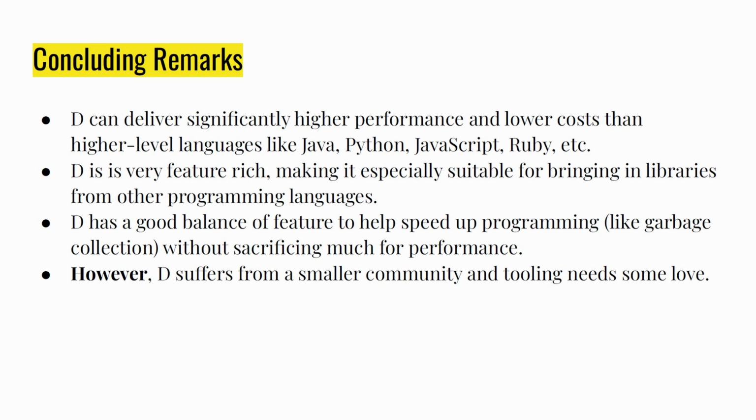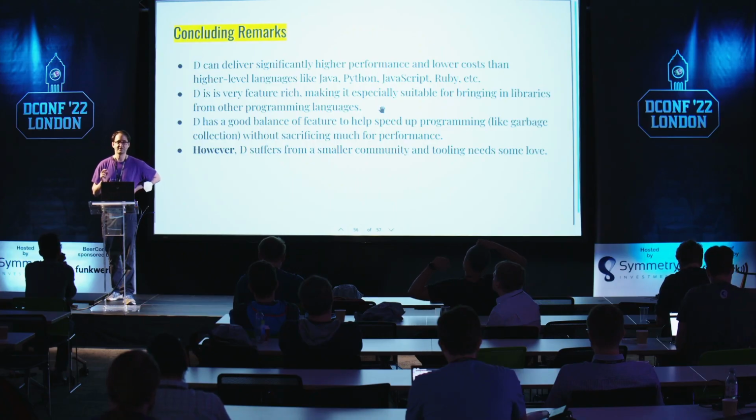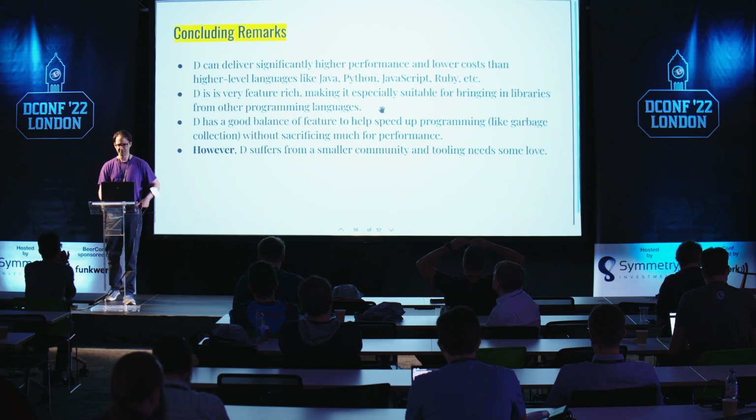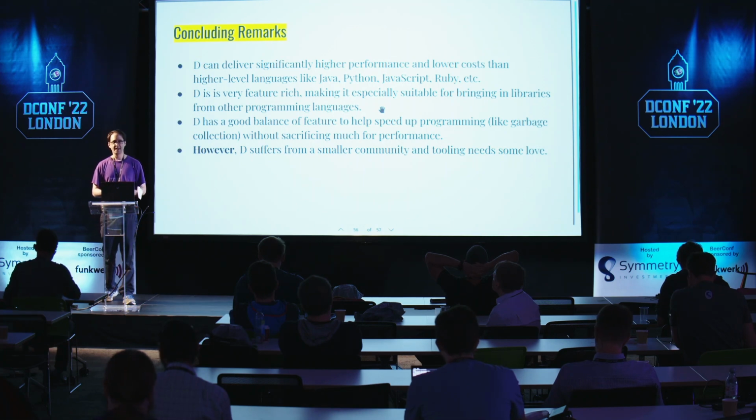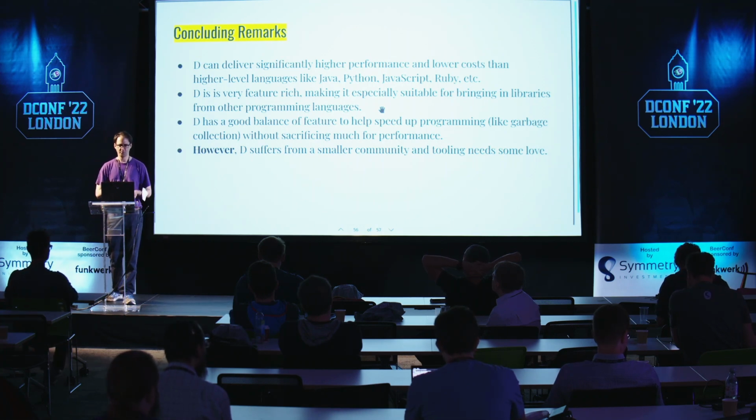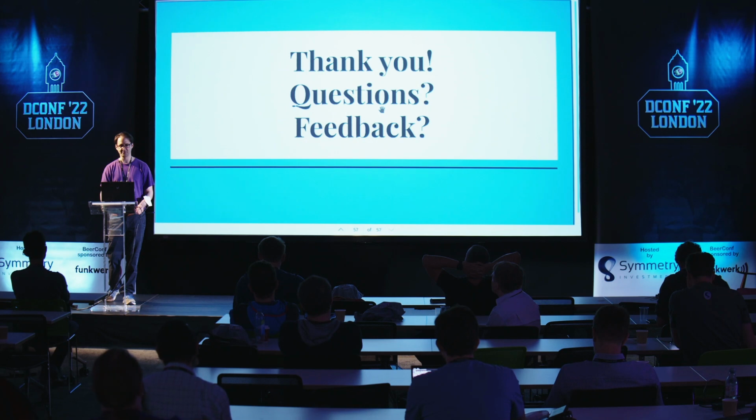So in conclusion, I want to say that D can deliver significantly higher performance and lower costs because it's a high-performance system-level language and uses a lot less resources than languages like Java, Python, JavaScript, etc. It's very feature-rich, which means it's very suitable for bringing in libraries from other languages, and it has a good balance of features to speed up programming, like garbage collection, unit testing, and without sacrificing much for performance. However, D suffers from a small community and needs some additional tooling to kind of help it along, but it has all the elements it needs for success.